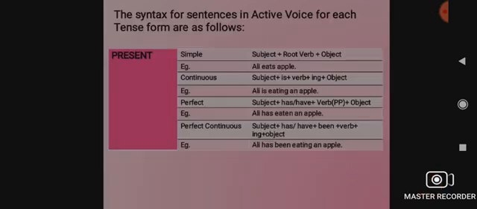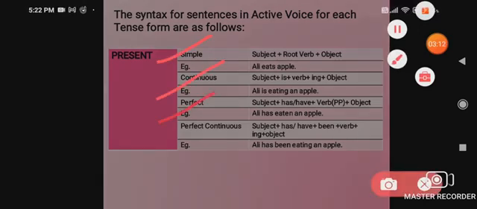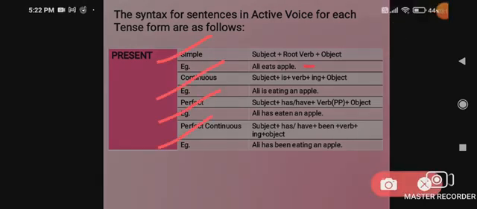Now, in this class, we will focus on the syntax for the sentences, which we have already done while we were learning tenses. Just a review, and then you can compare tomorrow the same syntax to the passive voice. Then you will be able to make the difference very well. Now, if we focus on the present simple, continuous, perfect, perfect continuous: Ali eats an apple, Ali is eating an apple, Ali has eaten an apple, Ali has been eating an apple, right?